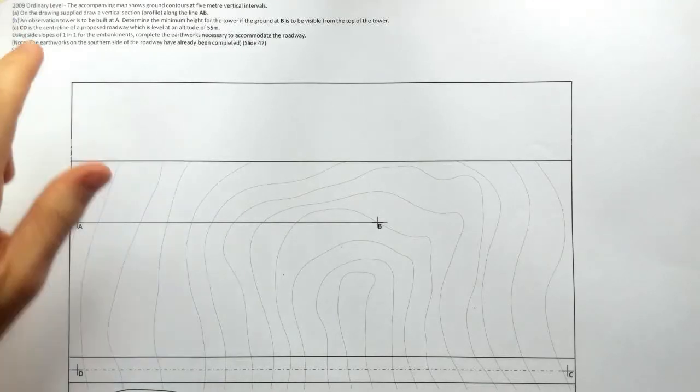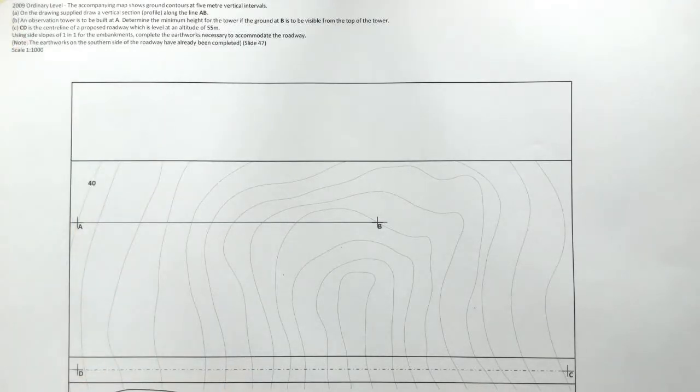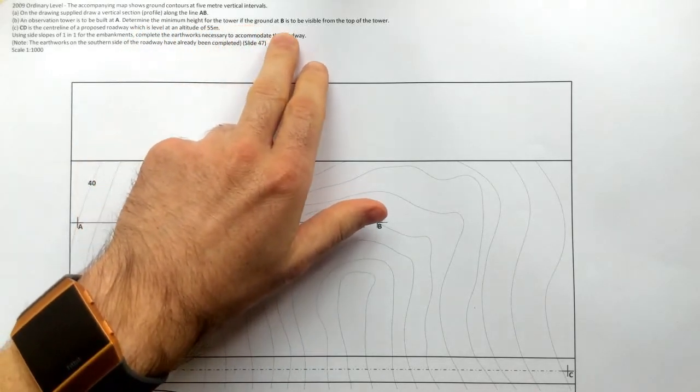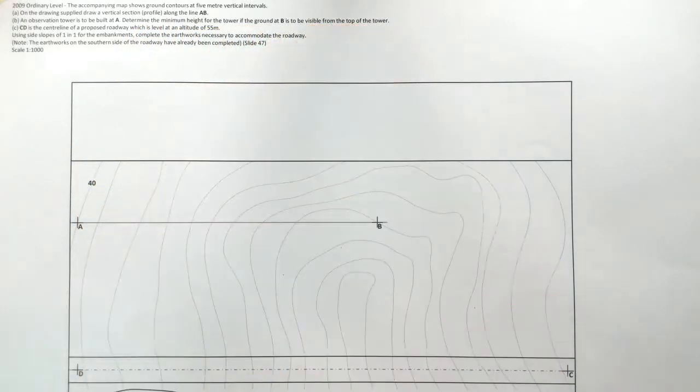The scale is 1:1000. Part A, on the drawing supplied, draw a vertical section profile along the line AB. Part B, an observation tower is to be built at A. Determine the minimum height for the tower if the ground at B is to be visible from the top of the tower. And then CD is the centre line of a proposed roadway which is level at an altitude of 55 metres. Using side slopes of 1 for embankments, which is fills, complete the earthworks necessary.